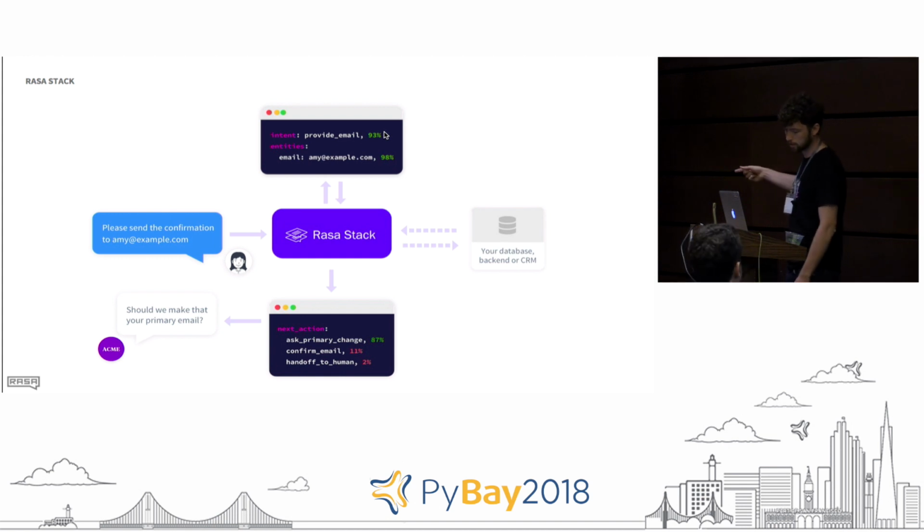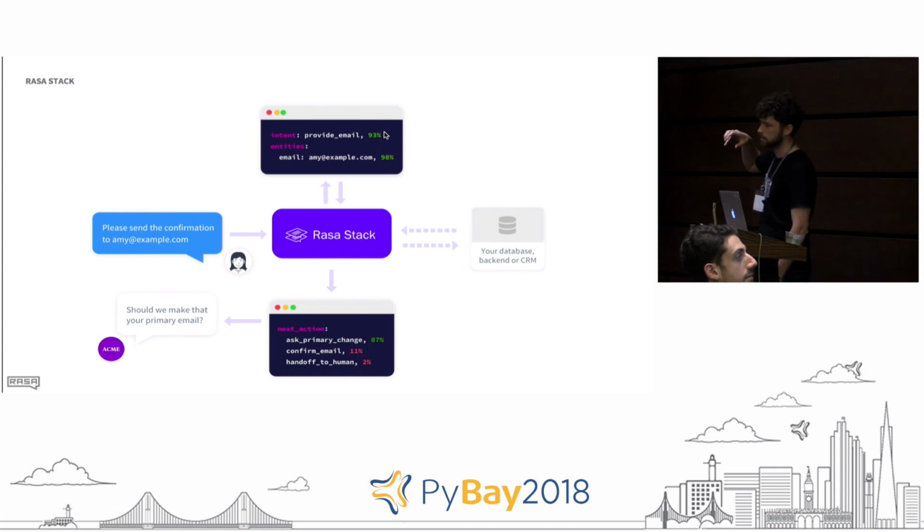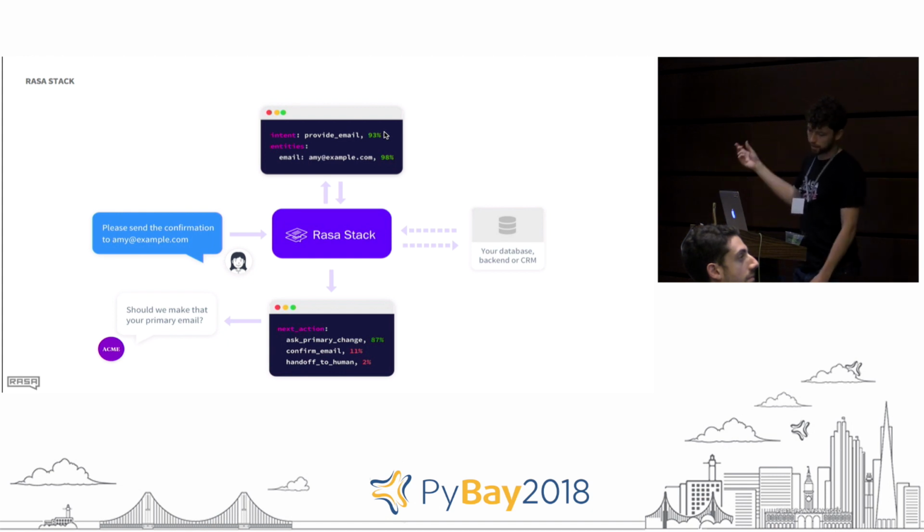And then Rasa Core does something else. Rasa Core takes that information, what was the last message, and then it looks at anything it's learned from the outside world by calling a database or looking at APIs or anything like that, and the whole history of the conversation, and then says, what's the next thing we should do? And in this case, the database has told us that this email address they've told us about is not the one that we have on record for this person. And so the system suggests that we should ask the person if they want to update their primary email address, right?